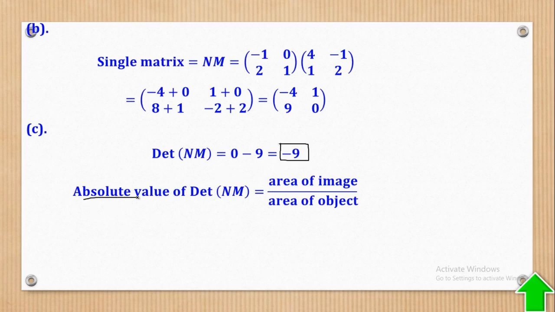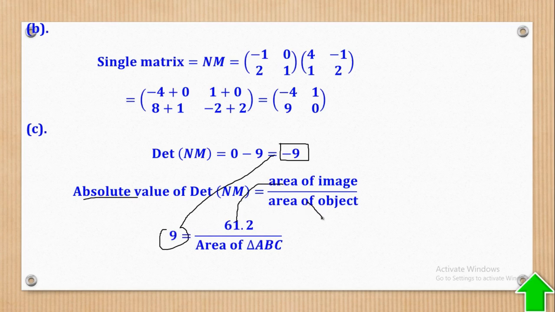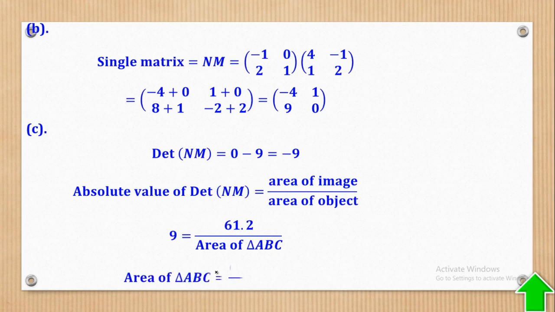Now the absolute value of this determinant will be positive 9. Absolute means positive. So positive 9 will be equal to the area of image, which is 61.2, and it was given. Then the area of object is the one we want, which is the area of triangle ABC. So next is to make area ABC the subject. When I bring this one this side and this one this side, it will become 61.2 over 9 to give me 6.8 centimeters squared. So basically, that's what they wanted, and now let's see how marks can be awarded.